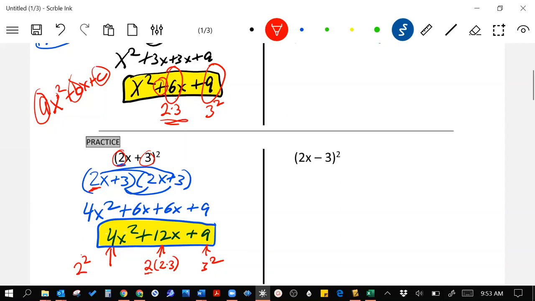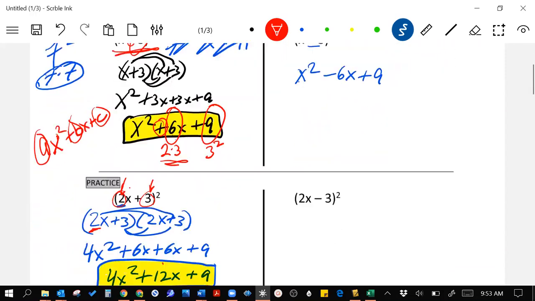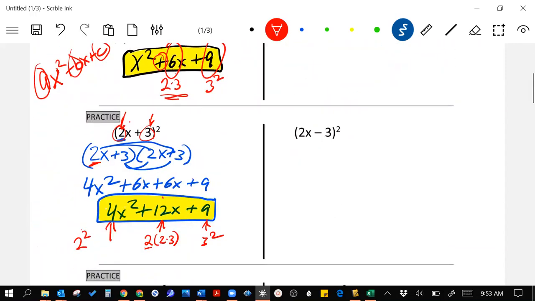So you square both of these numbers for the end ones, the beginning and the end. You multiply them and double it for the middle term. Now it's gotten a little bit complicated. This one's a little easier to remember. This one here, now there's too many parts to it.